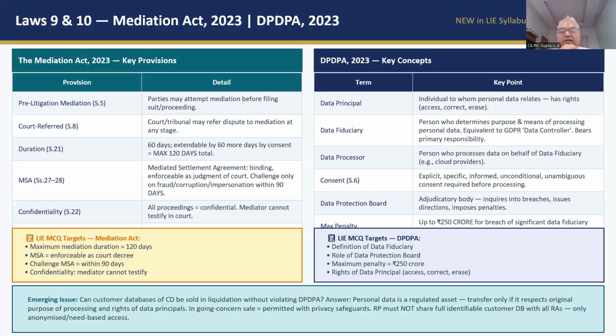Regarding this DPDPA Act, there are certain definitions which are being asked in the exam. Data principal, data fiduciary. These are the two most important definitions on which they are asking questions. So data principal is the individual to whom the personal data relates, and he has rights of access, correction or erasure of that data.